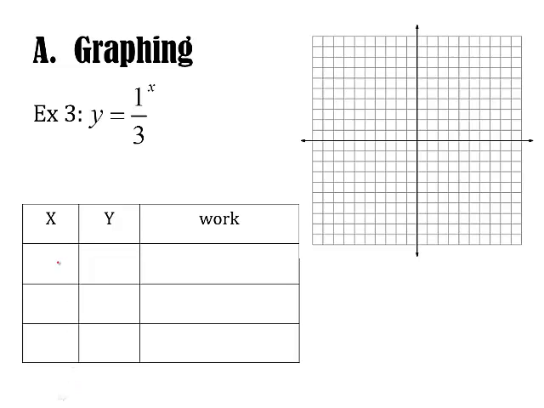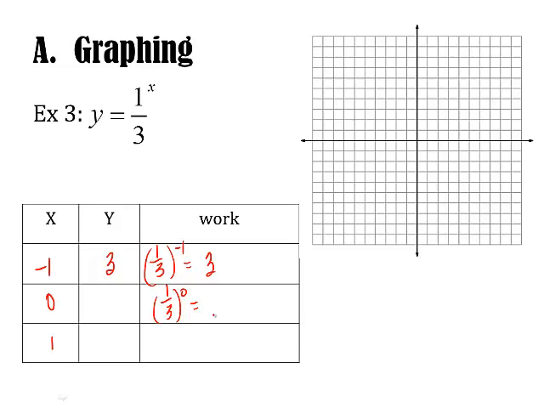Let's try this one. Okay, y equals 1/3 to the x power. Okay, so -1, 0, and 1. So I do 1/3 to the -1 power. Okay, so what happens when a fraction is raised to the -1 power? Well, what's in the denominator becomes the numerator. It just flips it. Okay, so it would become a +3. It's not -3, it becomes +3. The negative power flips the fraction.